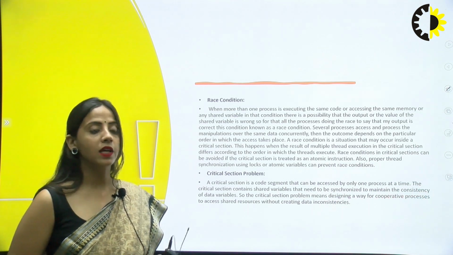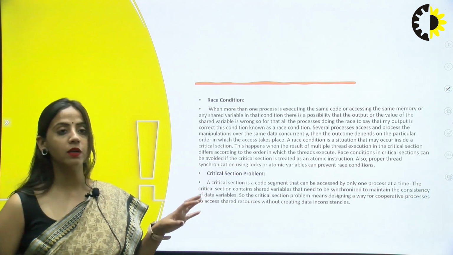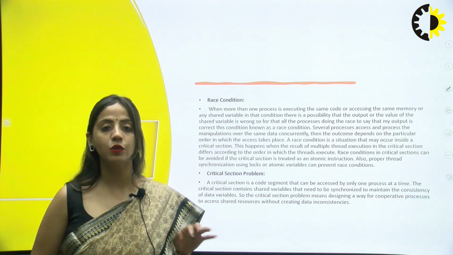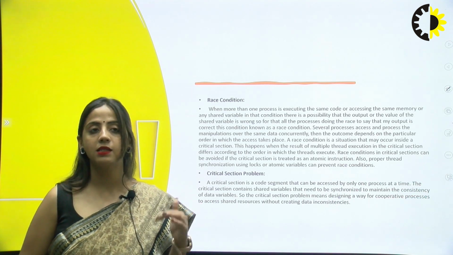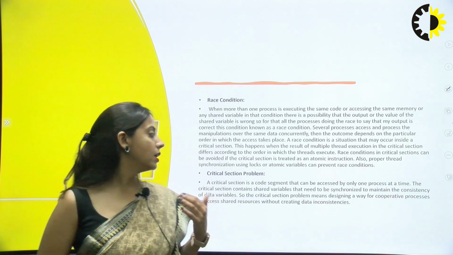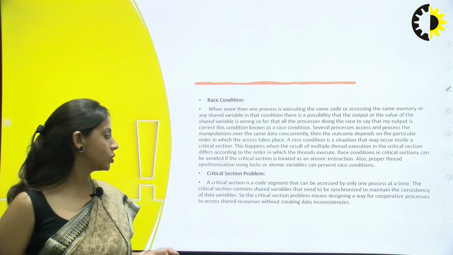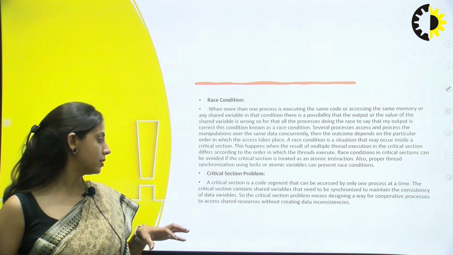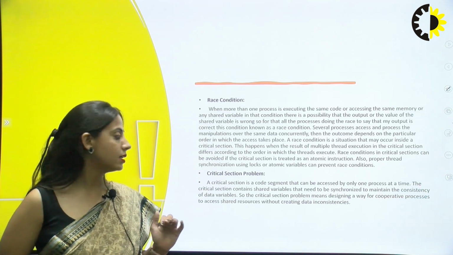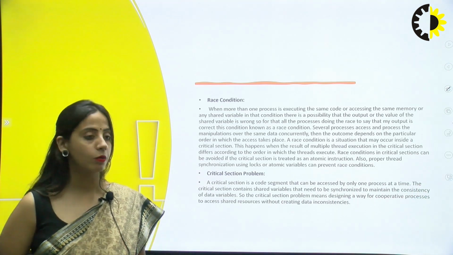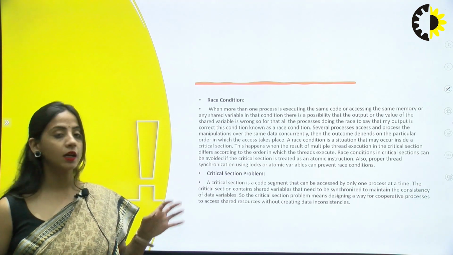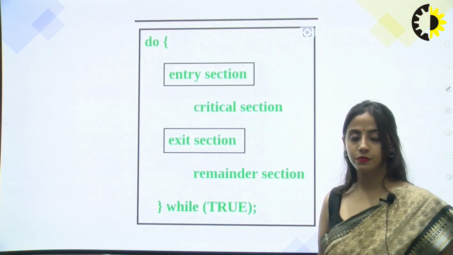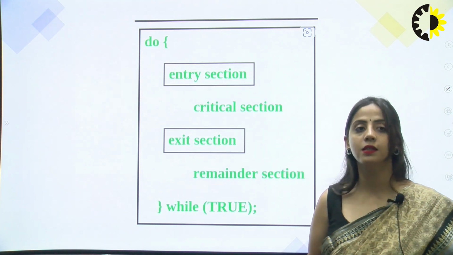inconsistencies. Why do we call it a critical section problem? A critical section is a code segment which can be accessed by one process at a time. Only one process can access the critical section at a time. This critical section contains what? Shared variables that need to be synchronized to maintain the consistency of data variables. So, the critical section problem means designing a way for cooperative processes so that you can access shared resources without creating data inconsistencies.